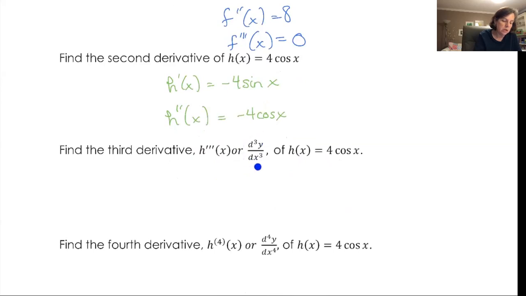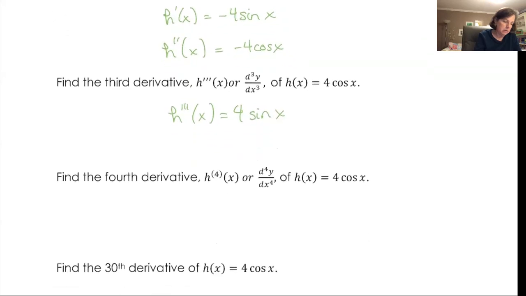All right, next problem asks us to find the third derivative of 4 cosine of x. Notice the notation here. Now I've got the 3 because I'm doing a third derivative. It's after the d and after the x there, or I put 3 little lines. So h triple prime of x is simply the derivative of the second derivative. I'm looking at this minus 4 cosine x right here, and I'm taking its derivative. Derivative of cosine is minus sine, so it ends up being 4 sine x.